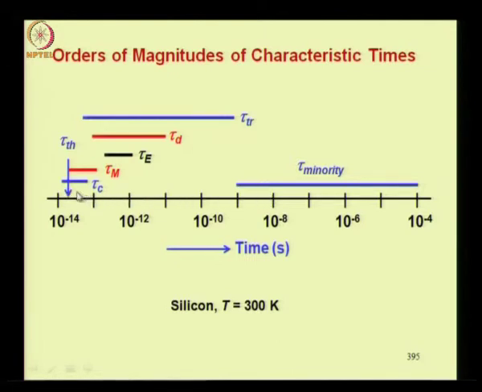Generally, for a large number of devices, the increasing order of time is tau thermal, tau c, tau m, tau e, tau d, tau transit, that is transit time, and finally minority carrier lifetime.